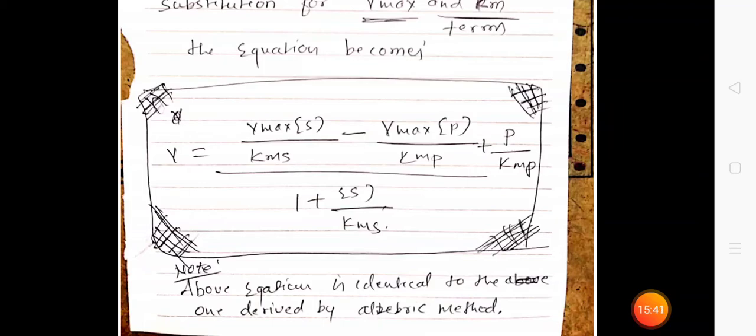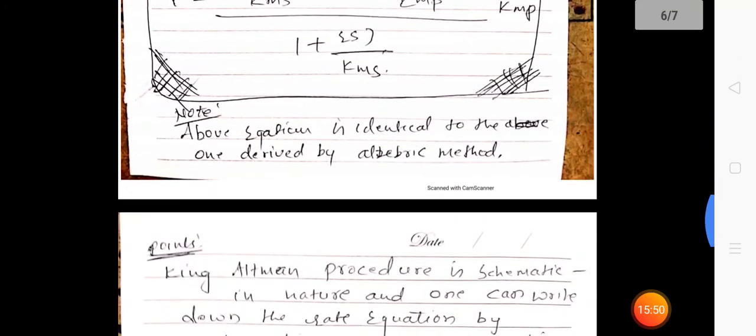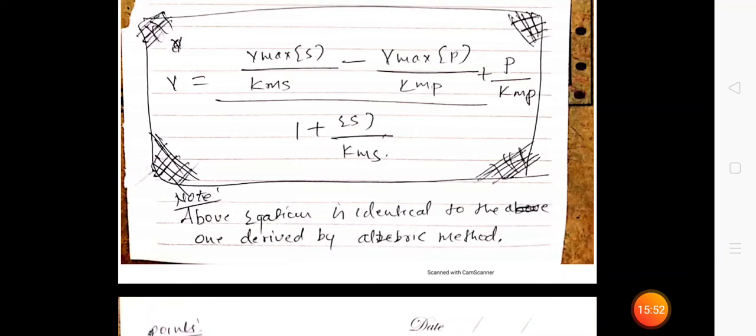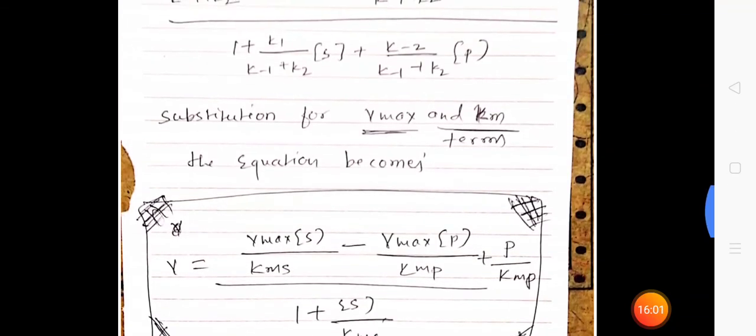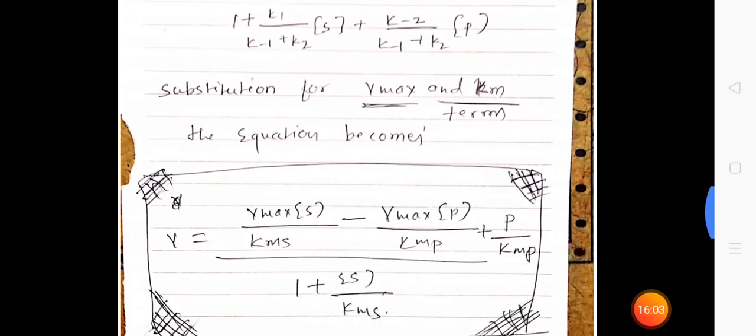Again, product is plus product divided by Kmp, it is divided overall, and you can see divided by 1 plus enzyme substrate concentration plus Km. This equation is identical to the one derived by the algebraic method. They may ask in the examination for the derivation of this overall equation.